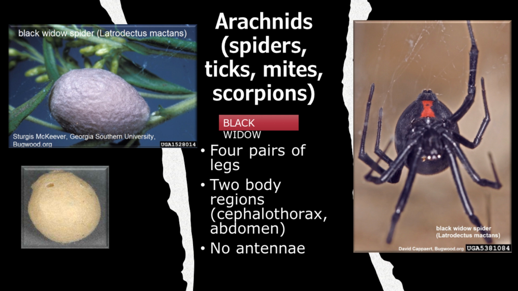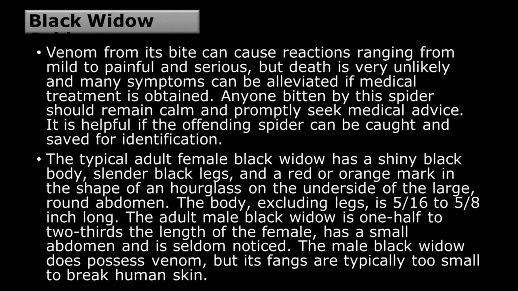As you can see with the images on the screen here, arachnids, spiders, ticks, mites, and scorpions, if we look at the black widow, you're going to see 4 pairs of legs, 2 body regions, cephalothorax, abdomen, and no antenna. And the photos here also show eggs of the black widow spider.